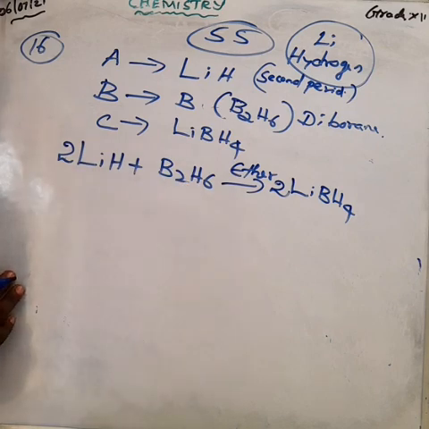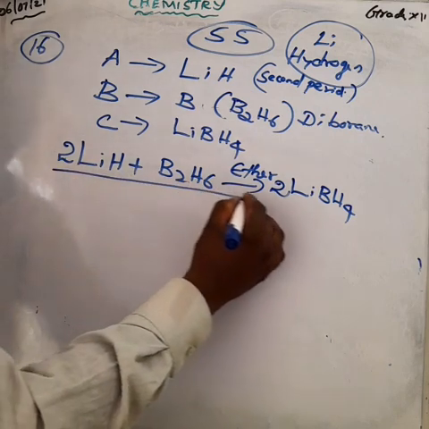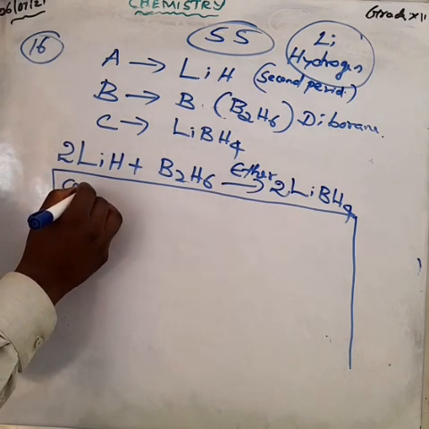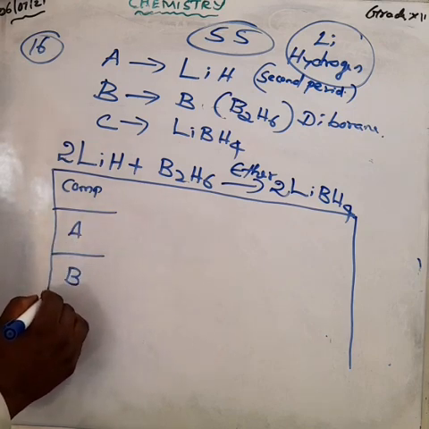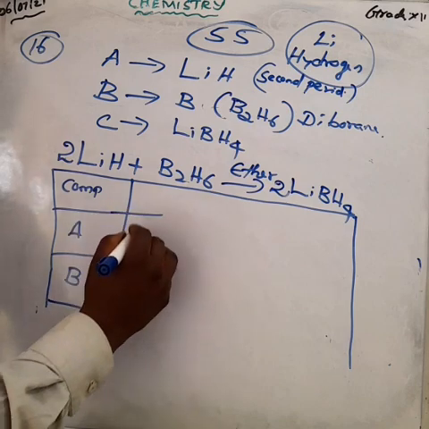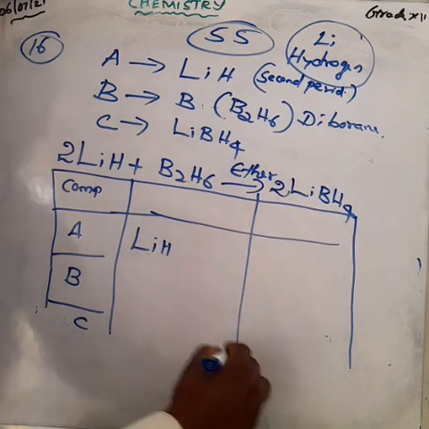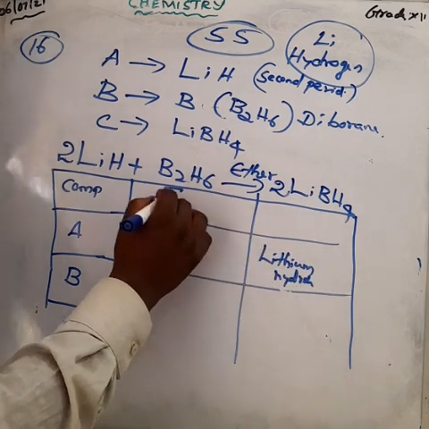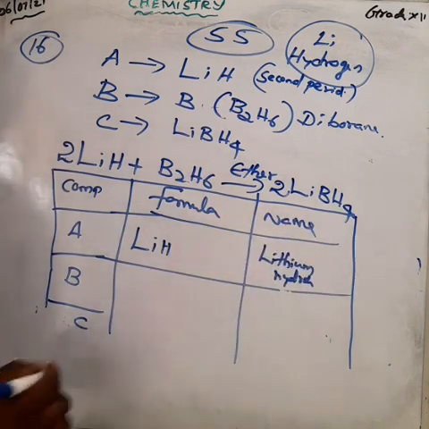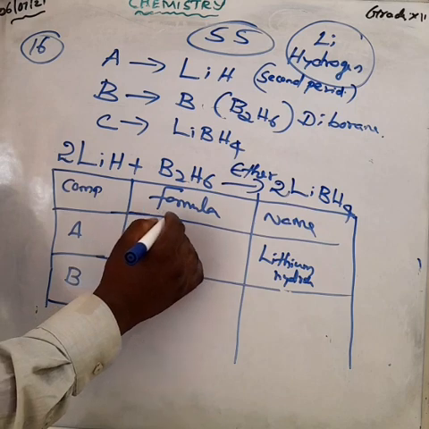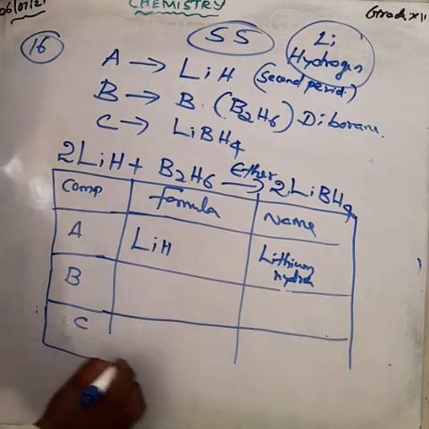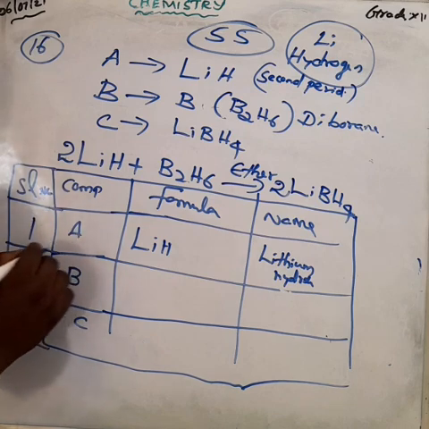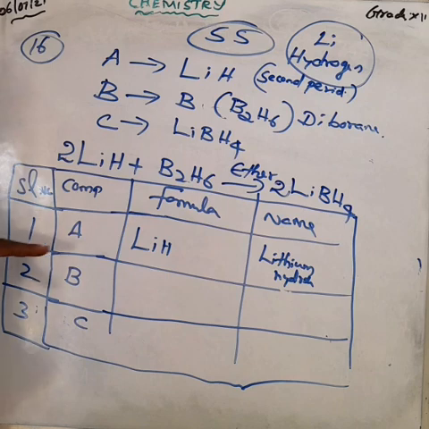So we have to write the names of the compounds. We have to make a tabular column. First, we have to write the compounds A, B and C. Compound A, we already discussed, is lithium hydride, LiH. You have to write the name. One column is the compound, second is the formula, third is the name. We can write one more column for the serial number: 1 for compound A, 2 for compound B, 3 for compound C.